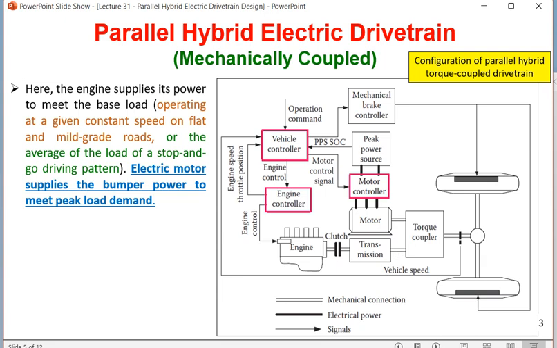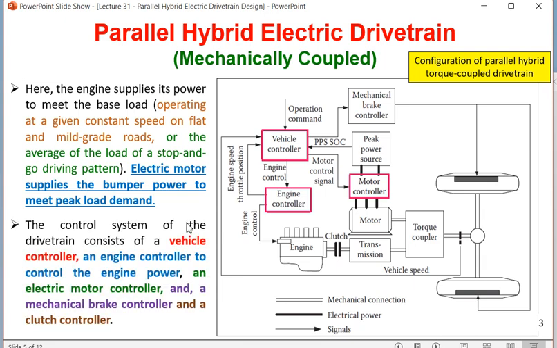So the engine transmission power and the battery motor power are both mechanical, because you find here there is a double line of mechanical connection. A double line means they are mechanically connected. They are connected to the torque coupler. The torque coupler then gives the power to the axle, differential and the wheels.